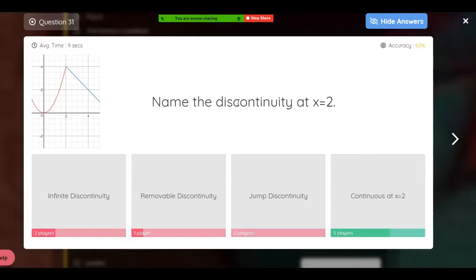Name the discontinuity at x equals 2. If you're looking at x equals 2, there is no discontinuity. What's happening at x equals 2 is we have a sharp corner. Therefore, it's not differentiable. However, it is continuous because you can trace from the red line to the blue line without lifting up a pen tip. So remember, differentiability implies continuity, but continuity does not imply differentiability.